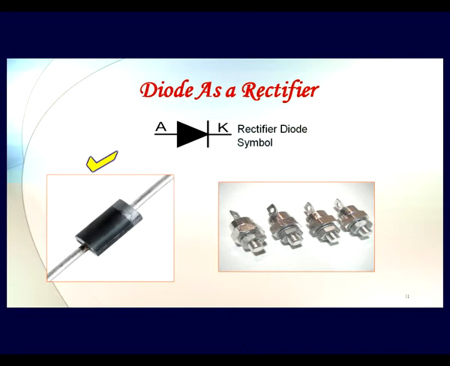Below here is a photograph of a typical diode, where this silver ring represents the cathode. Also here you are seeing much bigger devices. These are the power diodes which can handle very high currents or very high voltages. Power dissipation will be high in these, and so we have a good heat dissipation mechanism built within them.